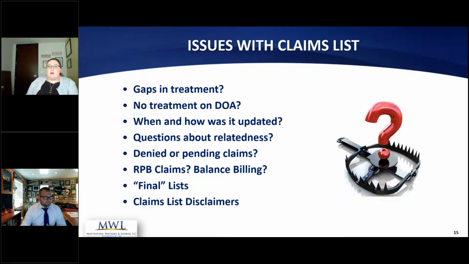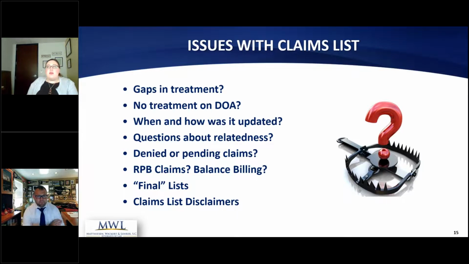When you are reviewing your claims lists, things that you should be on the lookout for are there gaps in treatment? Do you seem to be missing anything obvious? Like I've had cases where there was no treatment on the date of loss for a car accident and there should have been. How are you getting this data? When was it last updated?